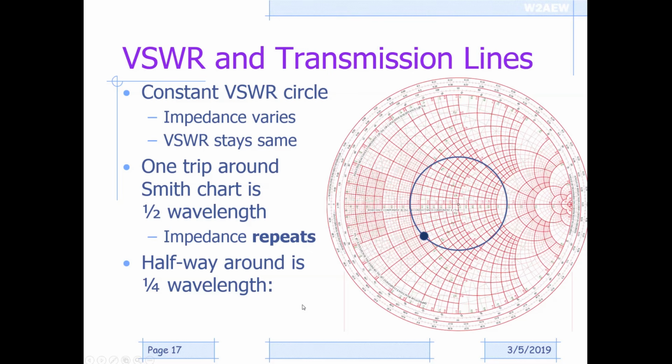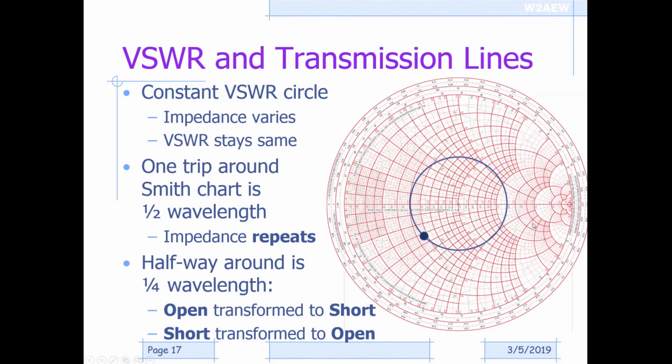The most interesting one to look at is, let's say the impedance we're looking at was an open circuit. If I add a transmission line that is a 1/4 wavelength long and open circuited at the end, it will look like a short circuit at the 1/4 wavelength point. And vice versa, if I have a 1/4 wavelength long transmission line that's shorted at the far end, it looks like an open at the input end.